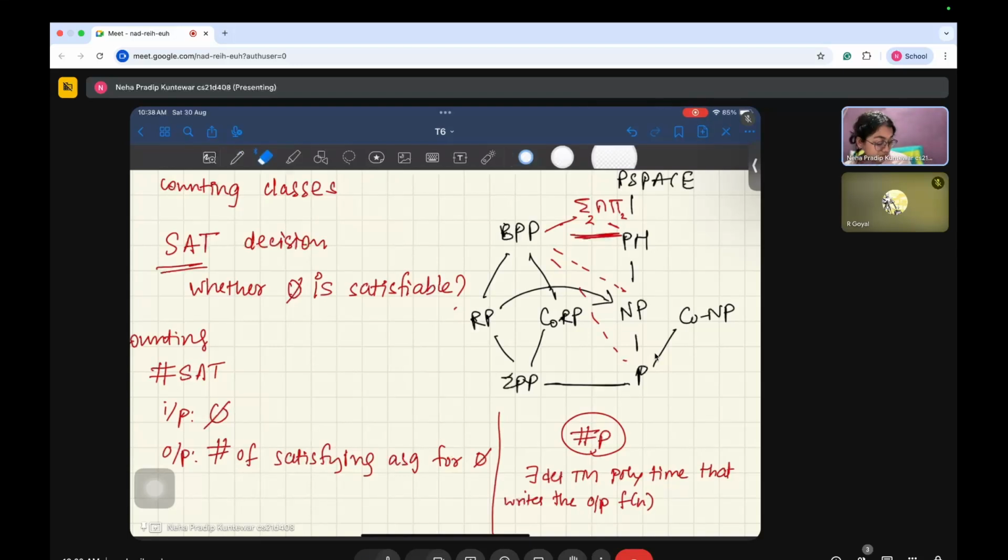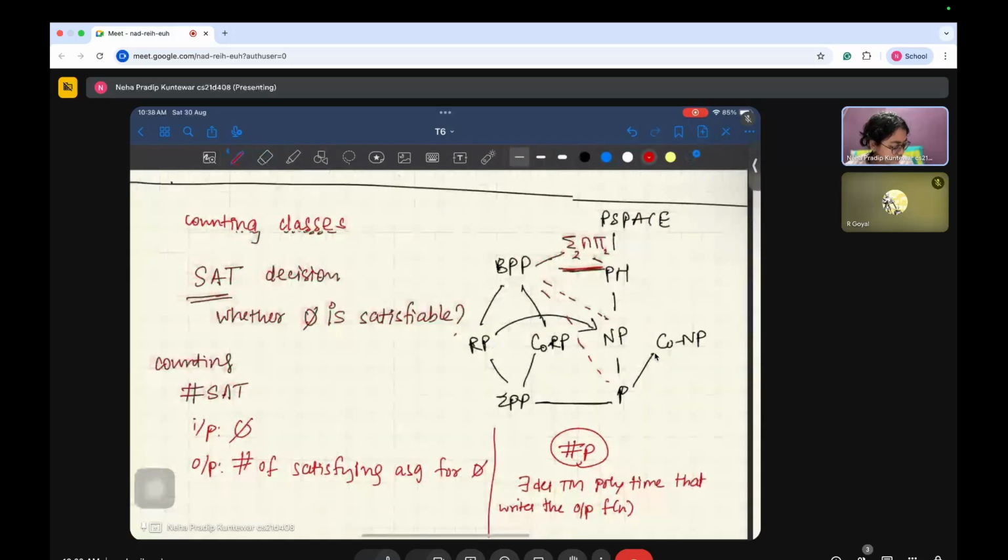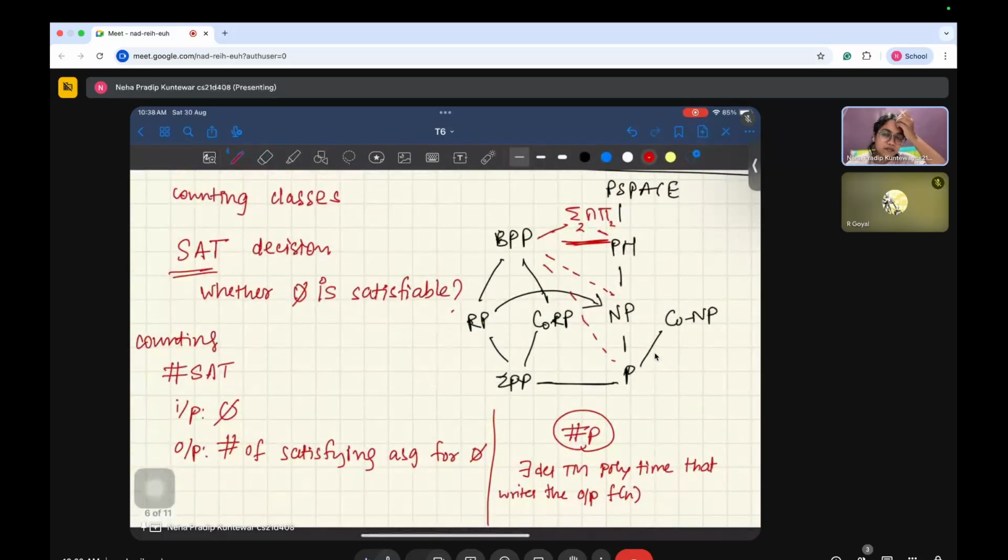Okay, so is the definition clear? Yes, the definition is clear. So this #SAT would be more difficult compared to SAT, and #P would be more difficult than P.